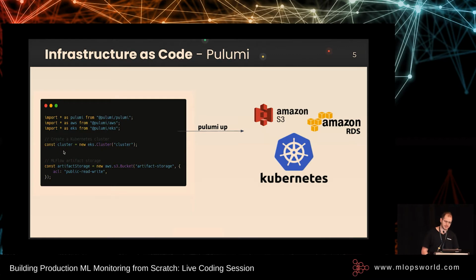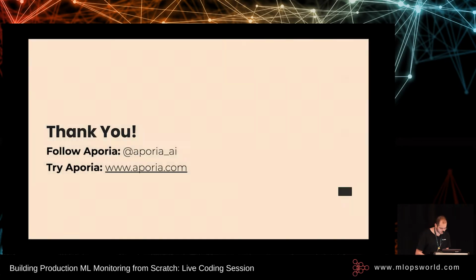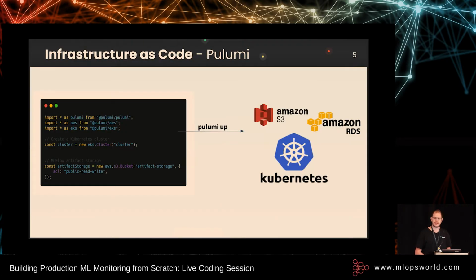In this example, I have this Python line that creates a Kubernetes cluster, and this Python line that creates an S3 bucket, and then I run Pulumi up, and this will basically spin up those resources for me. And there are a lot of advantages to that. I can send this infrastructure code for code review, and I can share it with my colleagues. So that's another tool that we're going to use. And let's get right into it.